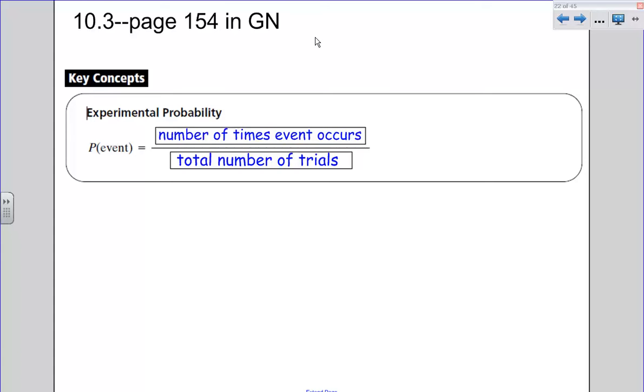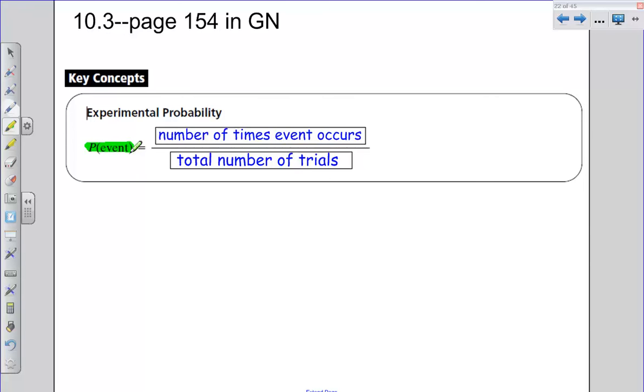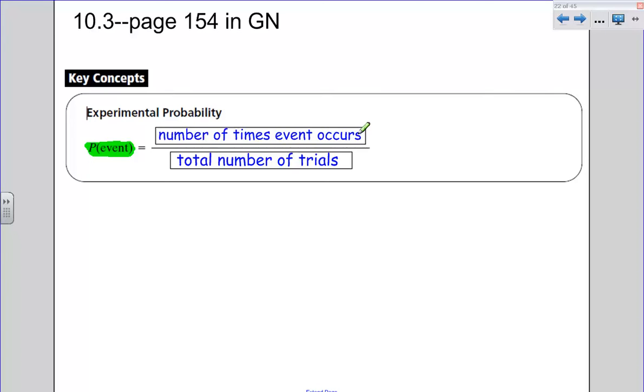So experimental probability. My formula for how I'm going to figure that out: I have the probability of whatever my event is. Remember, a capital P means probability. Whatever's in parentheses is what I'm finding the probability of. So the probability of my event is equal to the number of times the event occurs over the total number of trials.